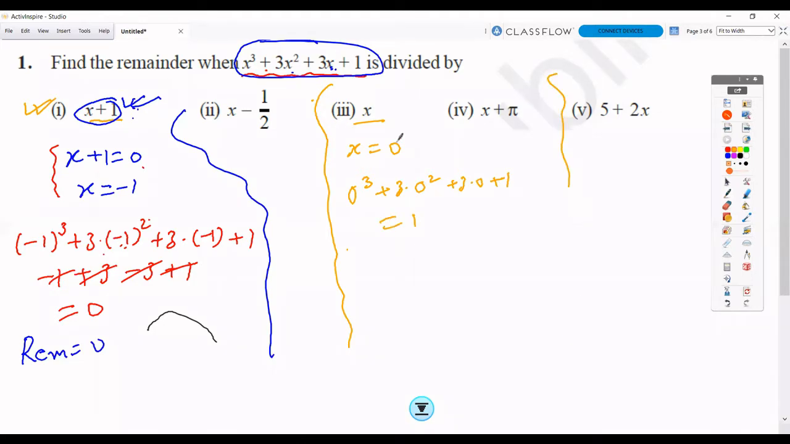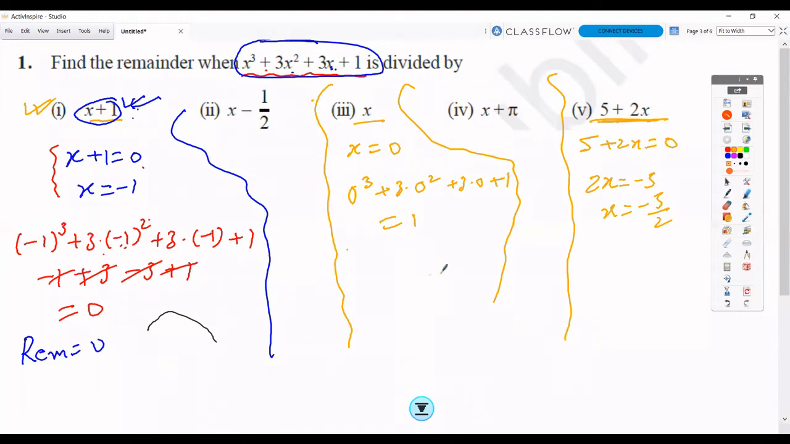In the second, you may think about the pi. Pi is nothing but a constant. As we know, pi is a constant, an irrational number, so we will replace it as it is: pi, pi, pi. There is no problem. Here you may get confused. So 5 plus 2x is equal to 0. We are supposed to find the value of x. So 2x will be minus 5 and x will be minus 5 by 2.